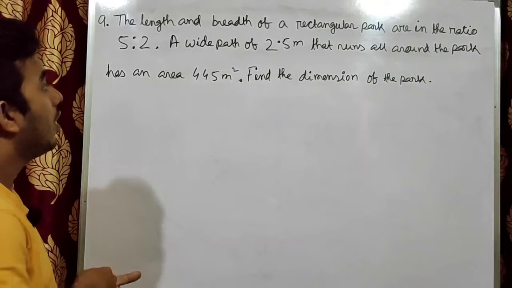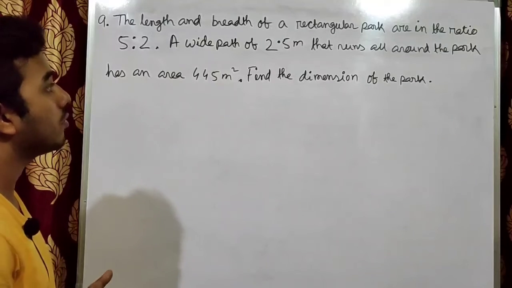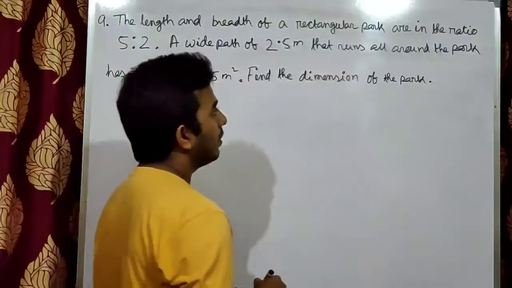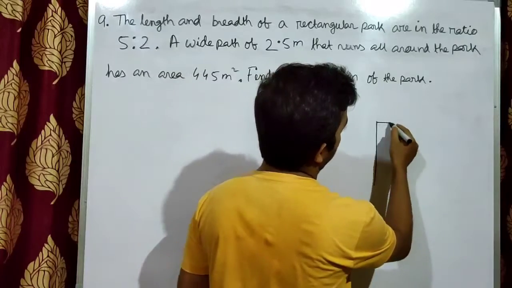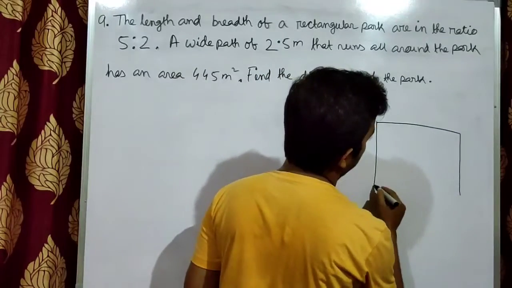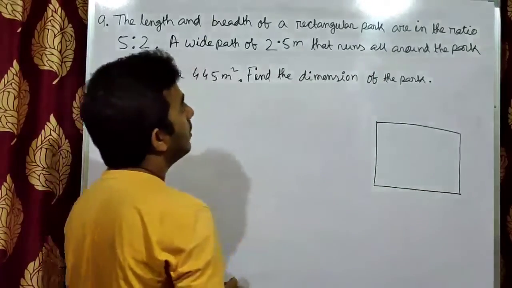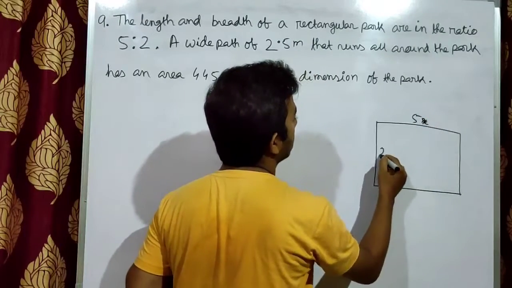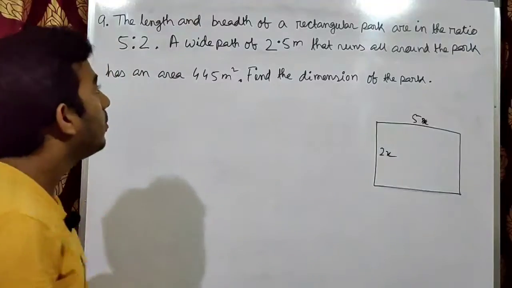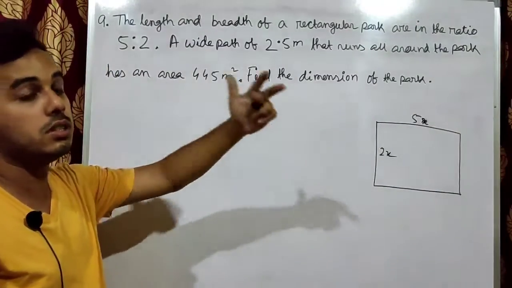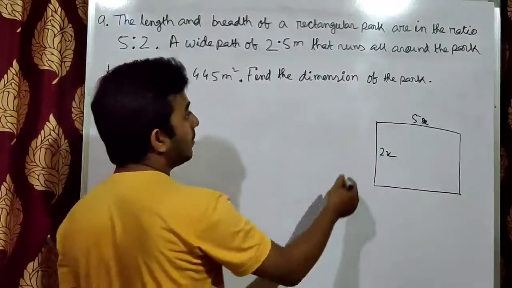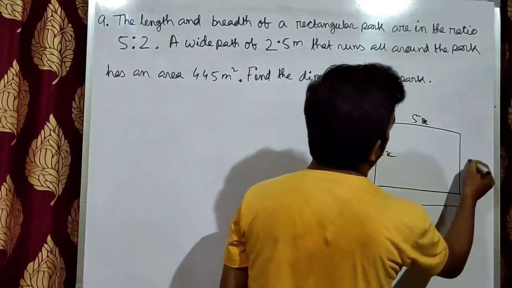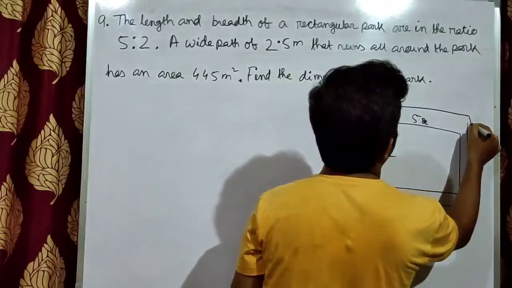Has an area 445 meters square. Find the dimension of the park. Okay. So first of all, let us draw our park. This is our rectangular park, right? It has dimension 5x and 2x. And one more, a wide path of 2.5 meter runs all around. That means in this case the path is outside the park, and its width is 2.5 meter.